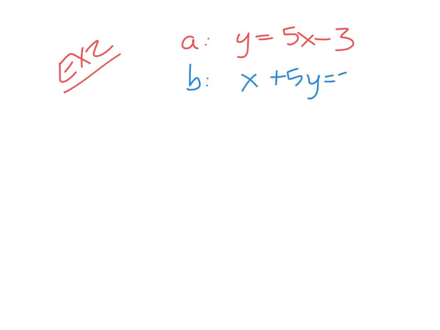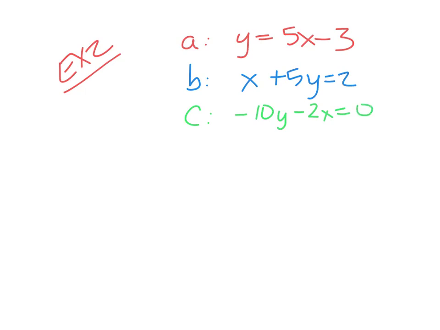We're going to determine which lines, if any, are parallel or perpendicular. So they're going to give you 3 lines. We have line A, which is y equals 5x minus 3. Line B, which is x plus 5y equals 2. And line C, which is negative 10y minus 2x equals 0.